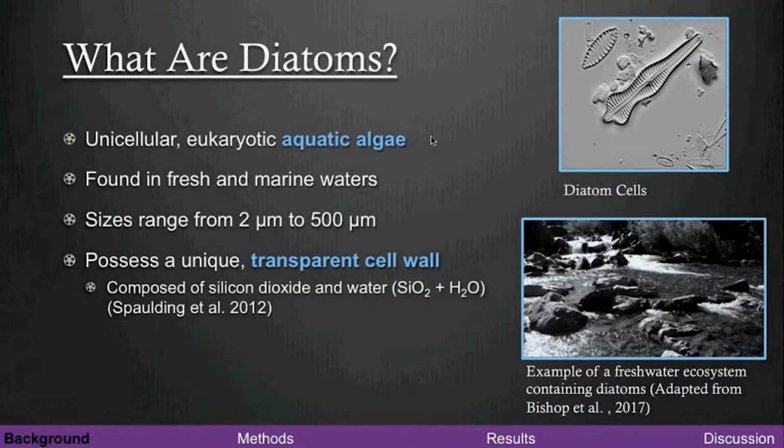As I mentioned, diatoms are aquatic algae, and they are found in fresh and marine waters. They're microscopic, ranging from 2 to 500 microns. And one unique characteristic that they possess is that, due to the hydrated silicon dioxide of their cells, they have a transparent property.